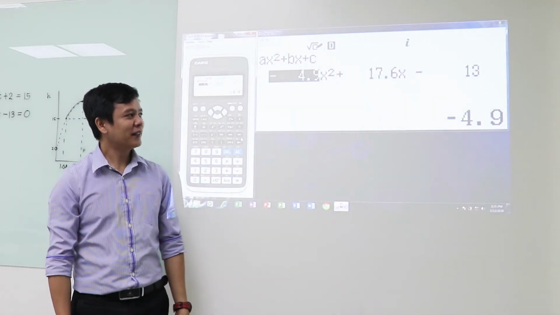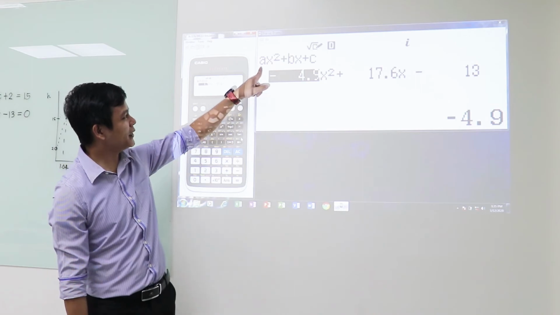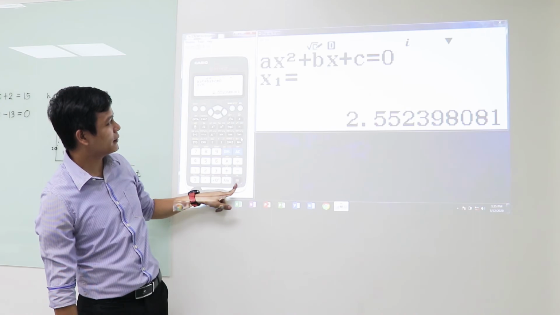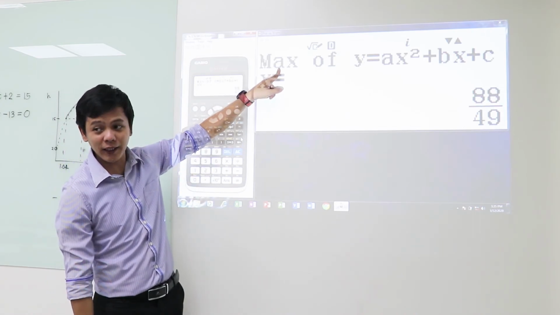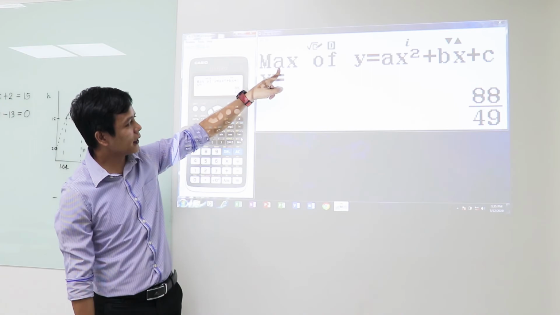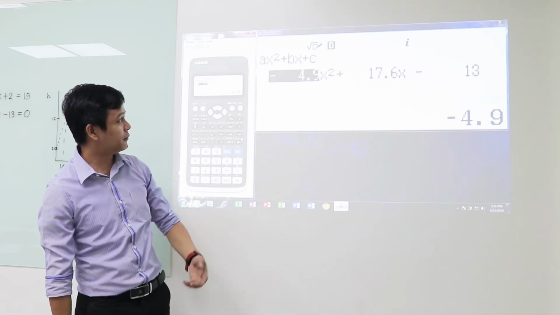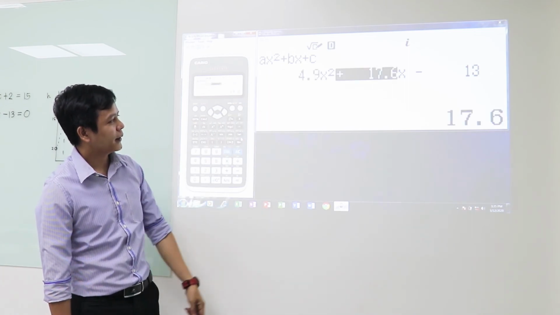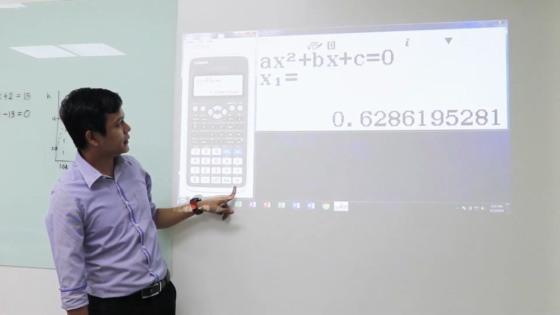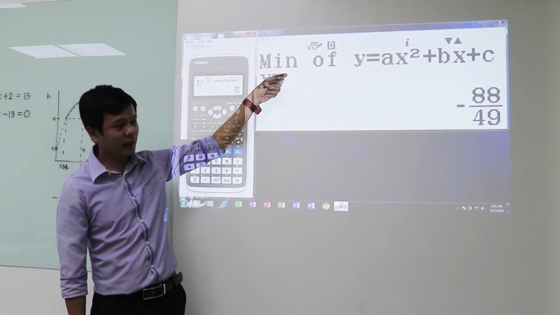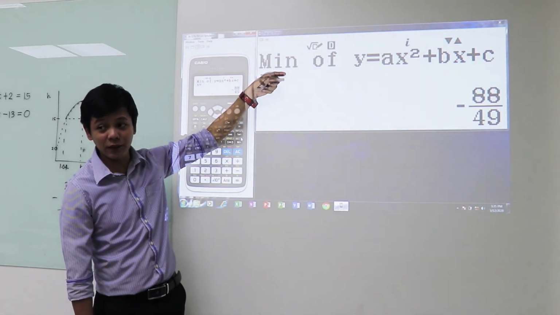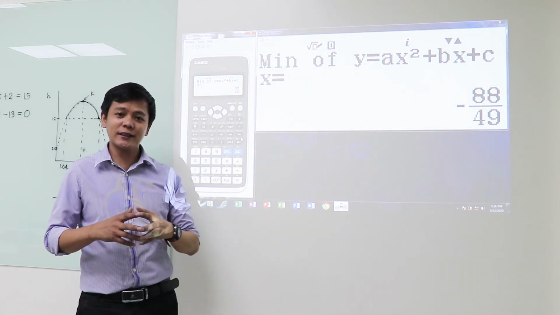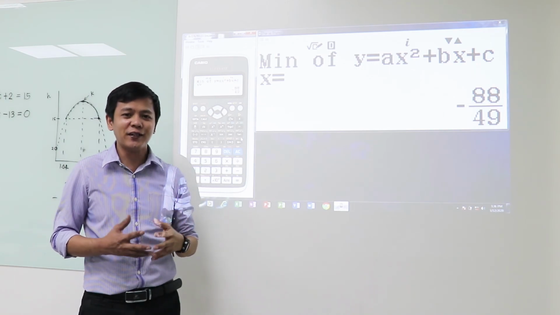But wait, there's more. As you can see in our problem, the value of a here is negative 4.9. And as we go along pressing equals, we can see that it will give a maximum value. Now, let us try to change the value of a to a positive value. So let's make it positive 4.9. So go down, equals, equals. And as you can see, this time, it will give you a minimum value. So what does it mean? The calculator will also tell you if the function has a maximum or a minimum value.